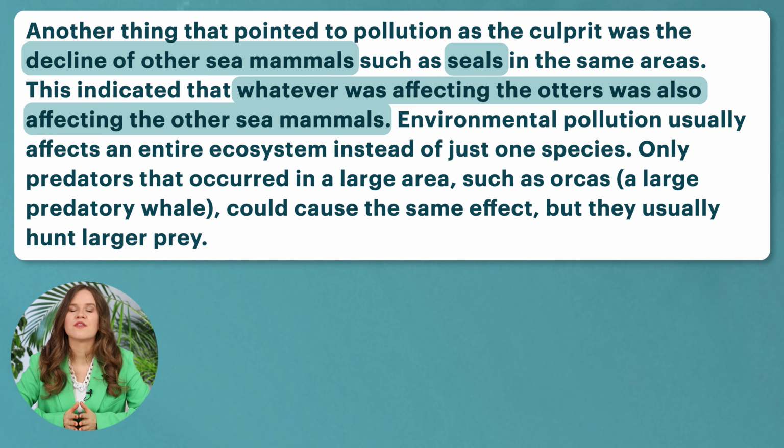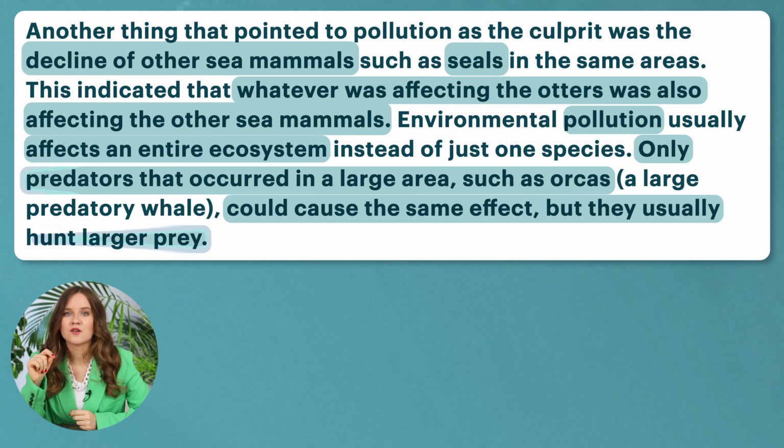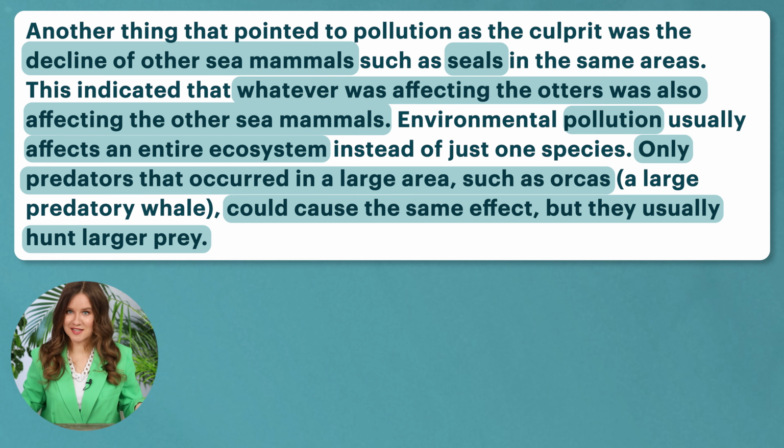This is exactly what the next sentence says. Pollution affects an entire ecosystem. The text also mentions that only predators that occurred in a large area, such as orcas, could cause the same effect, but they usually hunt larger prey. Therefore, we can rule out orcas as a potential threat because they usually hunt animals larger than sea otters.